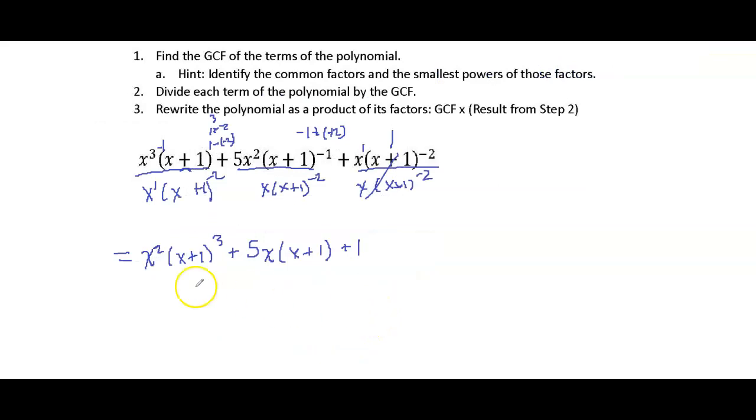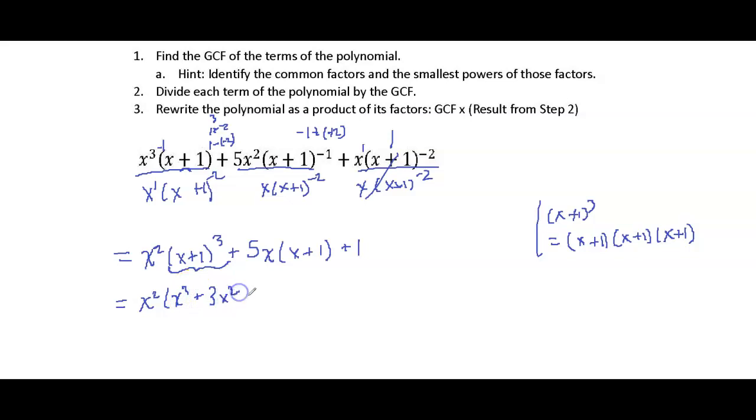Now before moving on, I'm going to go ahead and expand this just a bit. We have x squared times x plus 1 to the third power. Well, remember, x plus 1 to the third power implies that we have x plus 1 times x plus 1 times x plus 1. And if we expand that, we end up with x to the third plus 3x squared plus 3x plus 1.